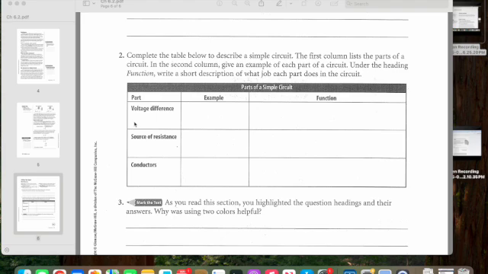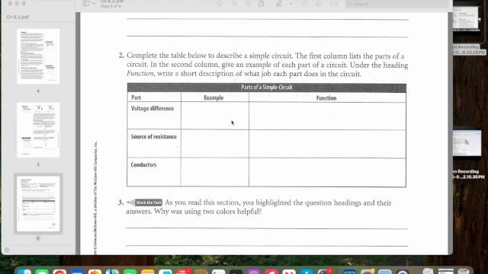Complete the table below to describe a simple circuit. The first column lists parts of a circuit. In the second column, you should give an example of each part. And under the heading function, write a short description of what job each part does in the circuit.